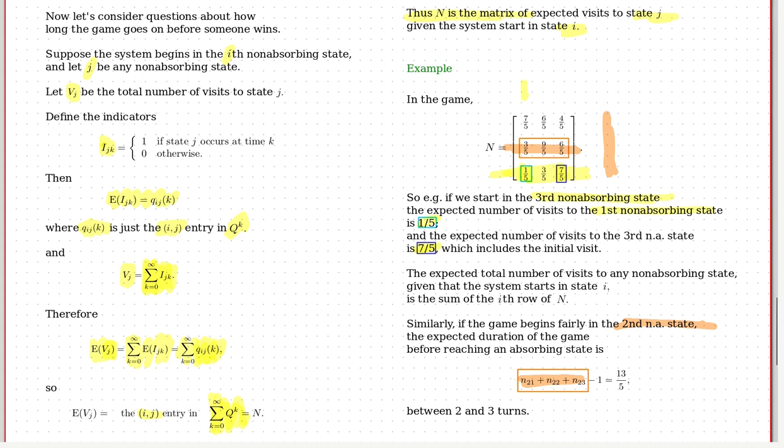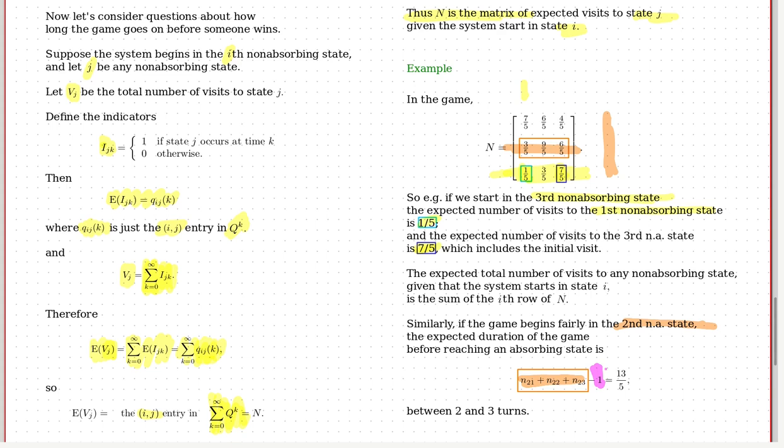Now, notice that I subtracted 1 here. I subtracted 1 because we don't really count that initial state as a turn, right? The game starts in that initial state 2, where x has $2, but we don't really count that as a turn of the game. A turn of the game is when you roll the die, right? So I'm subtracting 1 off to be a little bit more precise about this. We don't really want to count that initial state as a turn of the game.